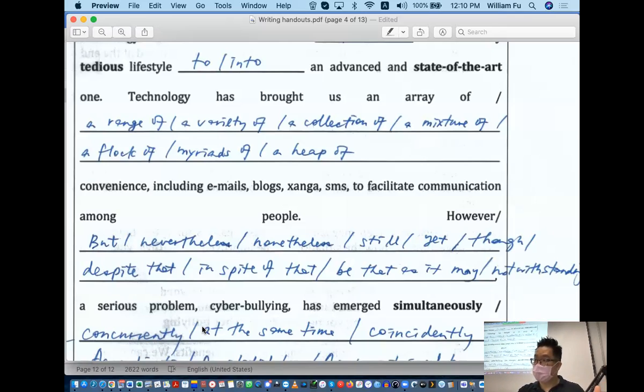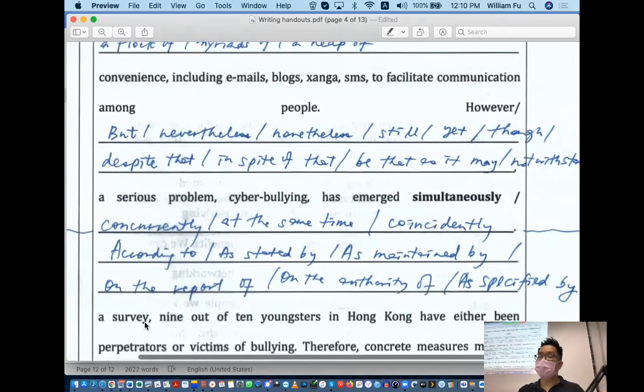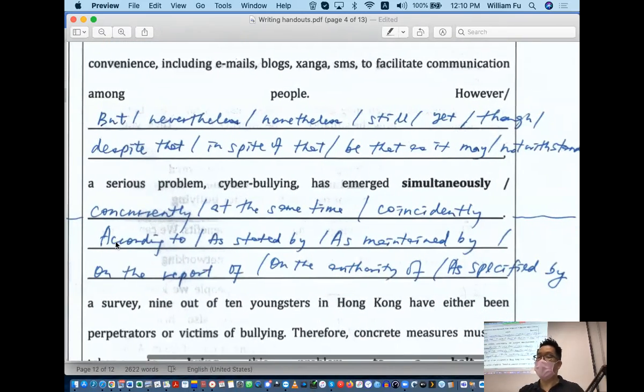All right, this is the second introduction. Number 3. Now, survey. You might say, of course, "according to," but apart from "according to," you can use the following. "According to," as this is the third introduction. You draw a more clear line here. "According to," or "as stated by," or "as maintained by," or "on the report of," or "on the authority of" is a bit exaggerating. What's the meaning of "on the authority of"? 根據呢個嘅權威, "on the authority of," or "as specified by a survey."